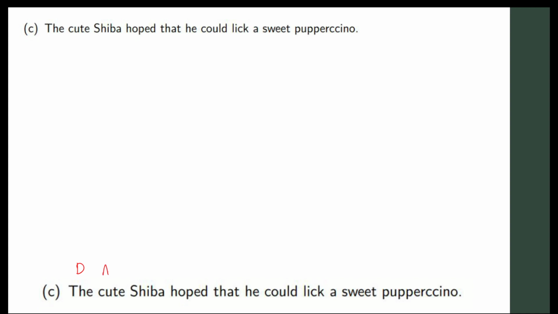The is a determiner, cute is an adjective, Sheba will be a noun, hoped is a verb. We have a that after, which is introducing a new sentence, he could lick a sweet puppuccino. So this that is going to be a complementizer. He is a pronoun. Could is a modal, so that will be under T. Lick is a verb. And then we have a sweet puppuccino, so a determiner, an adjective, and a noun. So we'll need two TPs here.